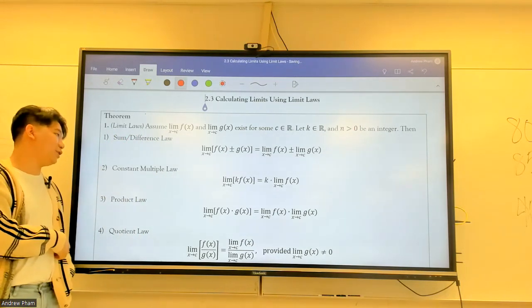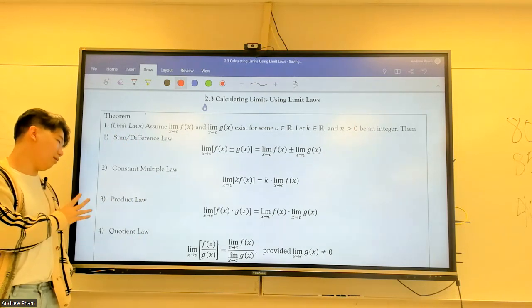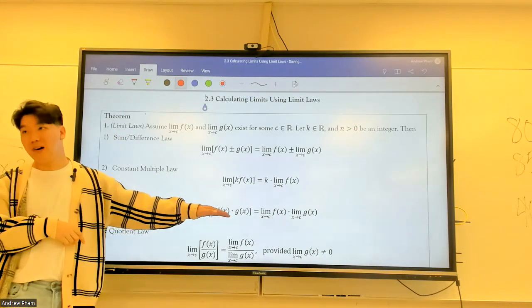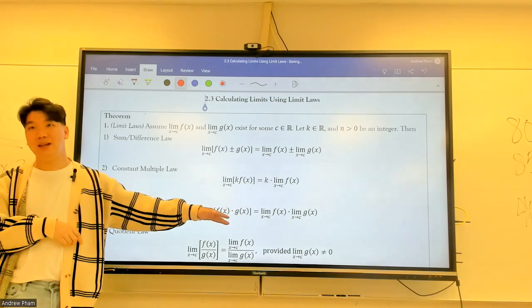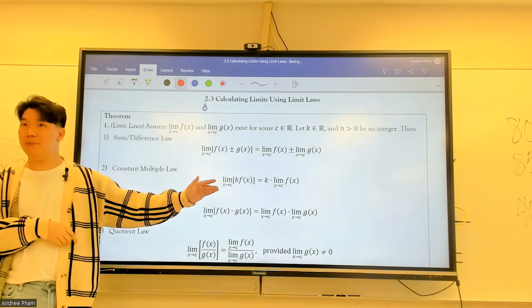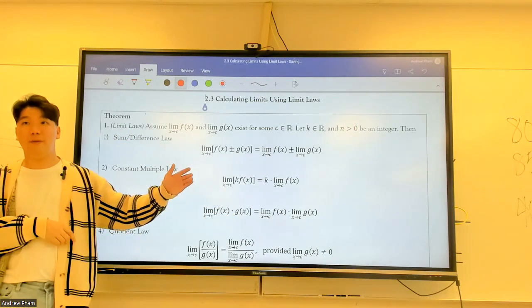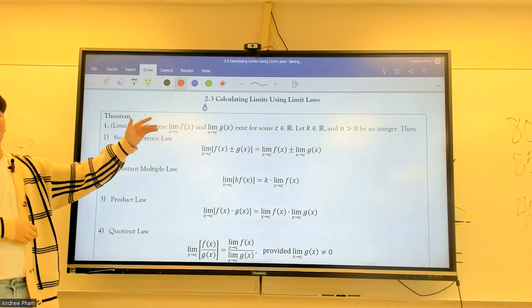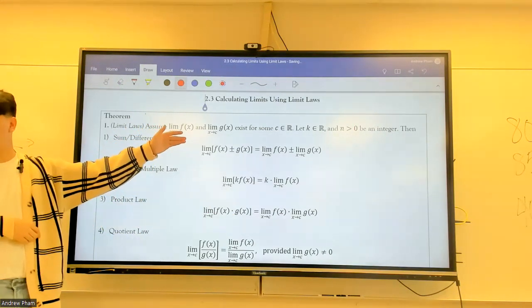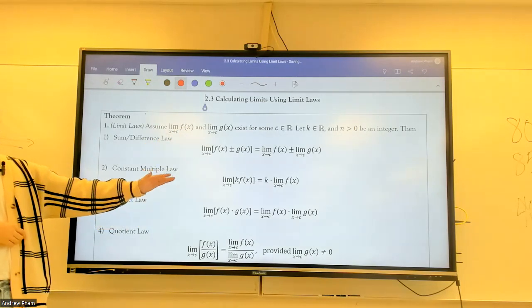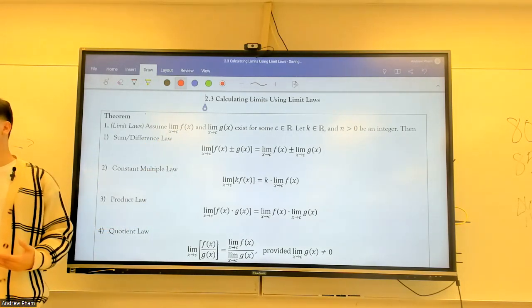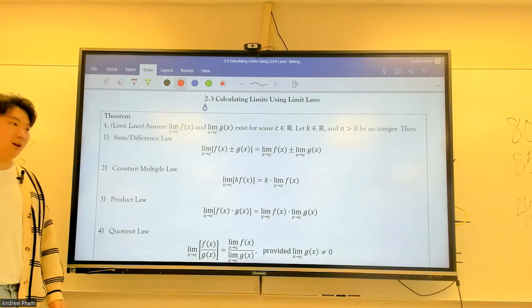And then I'll also mention the product law while we're at it, since it's on the screen. The product law says that if I have the limit of a product, f times g, then that's the product of the limits. Just like how with sum and difference I can do the limit of each one individually and add or subtract them together, I can do the same thing for multiplication. I don't have to do the limit of the whole thing. I can take each individual portion and work on them.